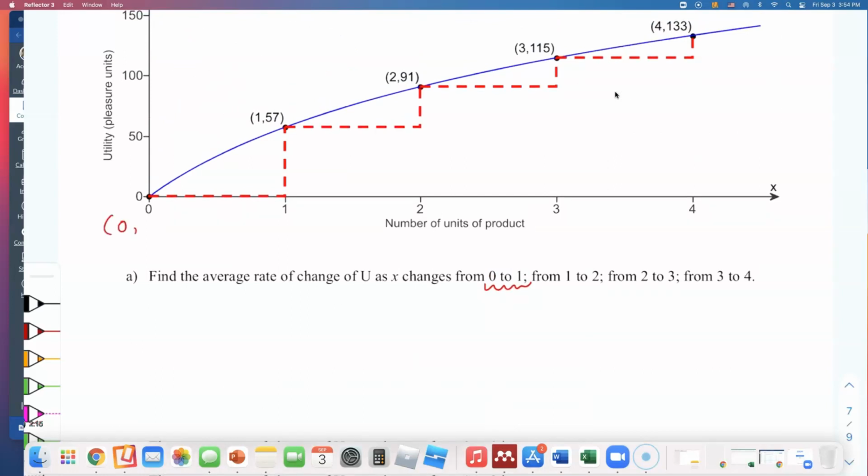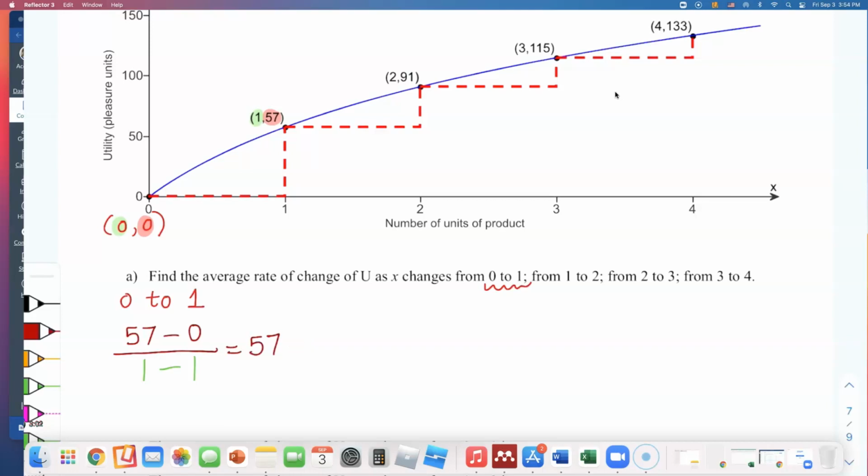At 0, the ordered pair is 0, 0, right? So here's the average rate of change from 0 to 1. I'm going to subtract the y values, so I will have 57 minus 0 on top. In the bottom of the fraction, I need to subtract their x values, which are 1 minus 0. Oh, that's simple. If I simplify that, that is just simply 57.